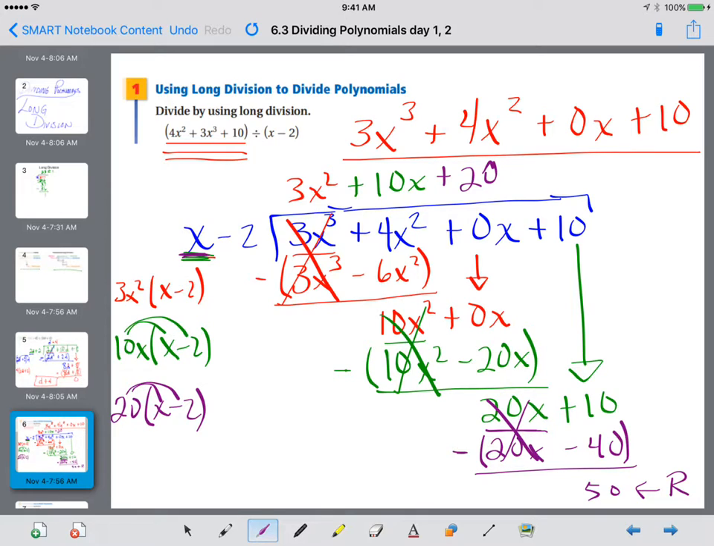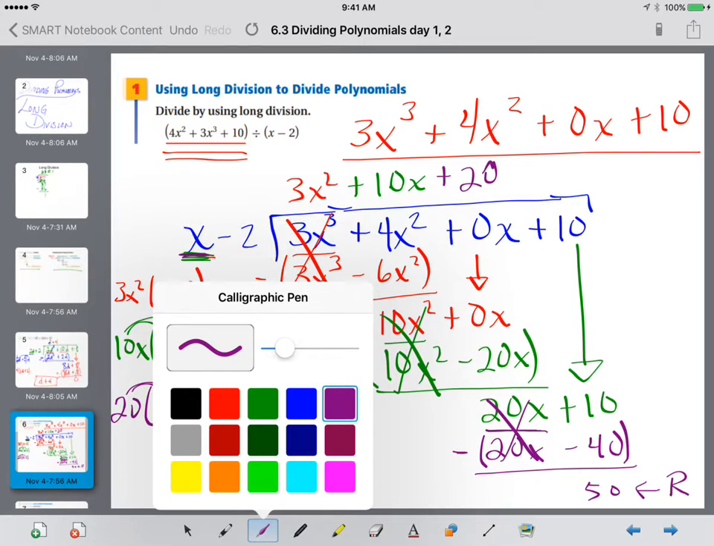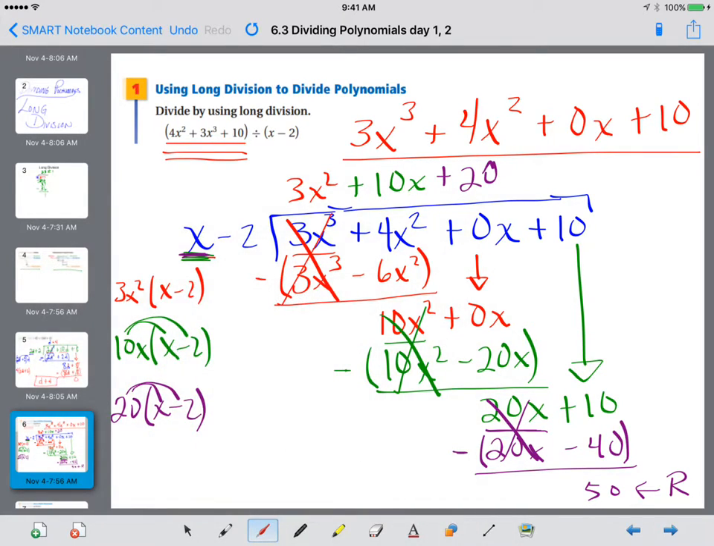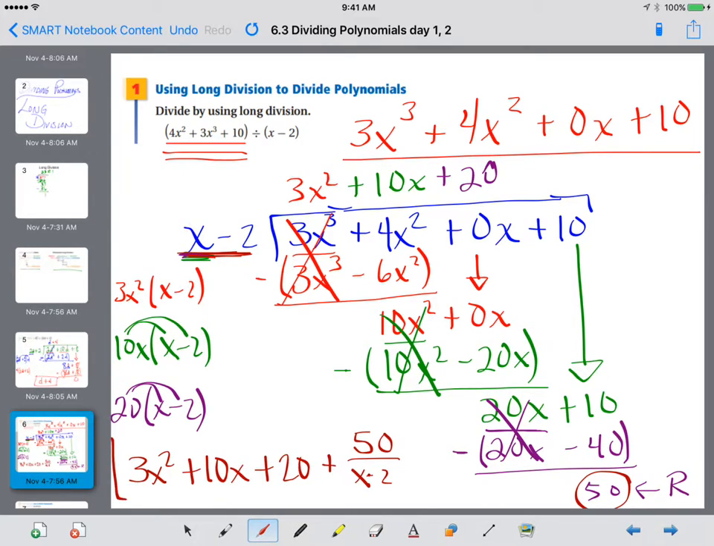So when I rewrite my final answer, here it is. I'll change the colors for you. We get 3x squared plus 10x plus 20. And whenever I get a remainder right here, I'm going to add that remainder over the divisor, x minus 2. That is my final answer.